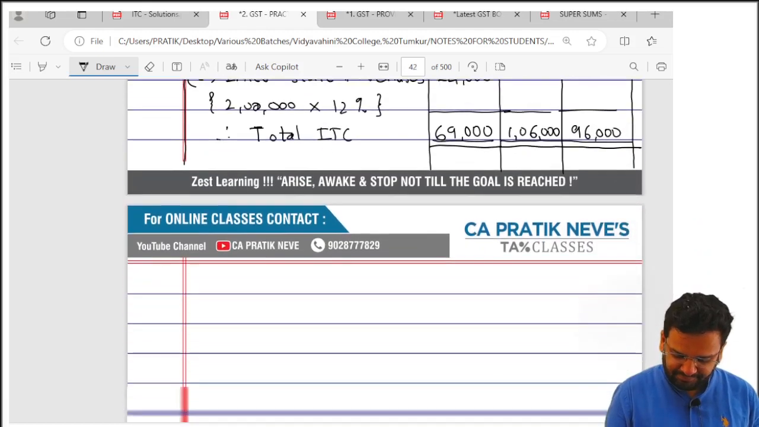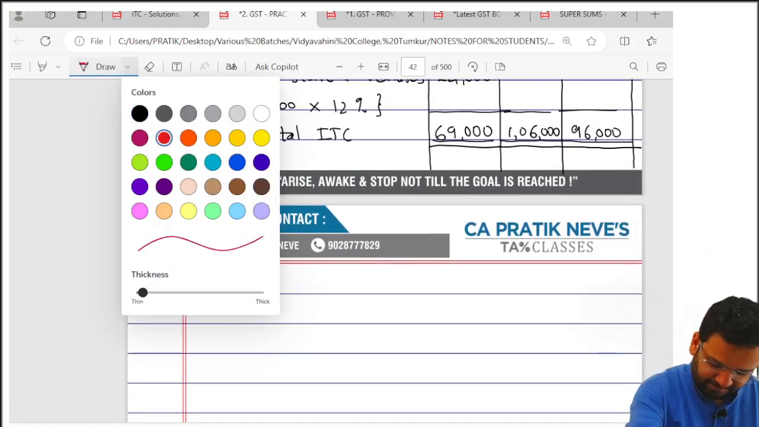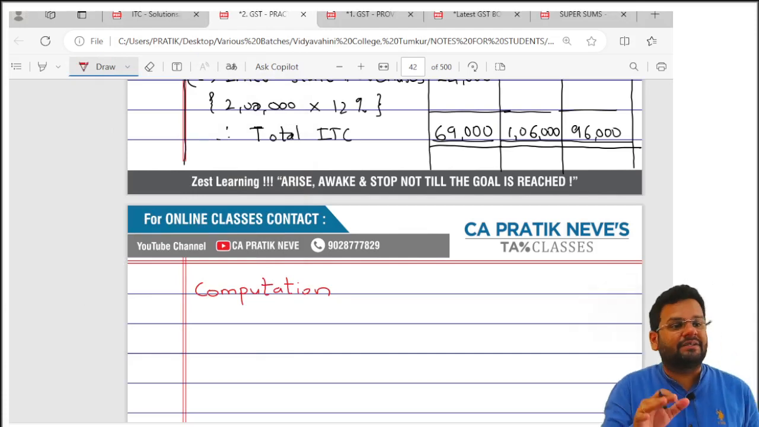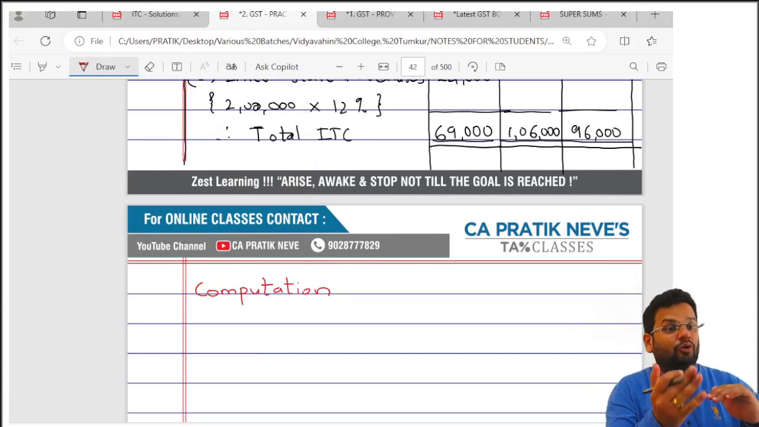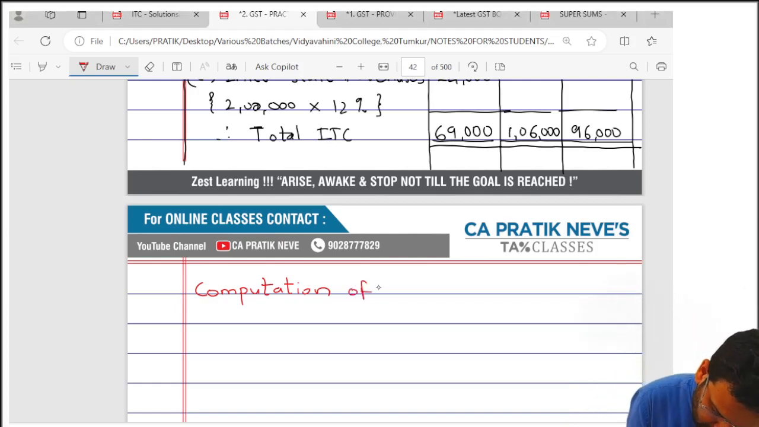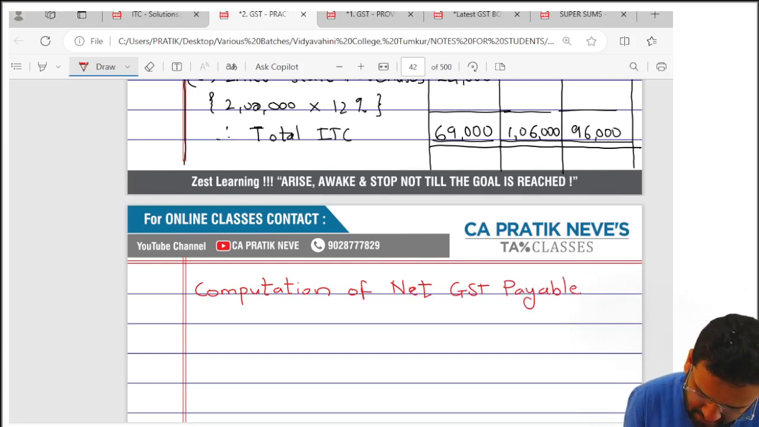Now what to do? Computation of... so you have got ITC and you have to reach to net GST payable. So what you will do now? Output tax minus input tax credit. So now computation of what? Yes, computation of net GST payable. Please write down computation of net GST payable.